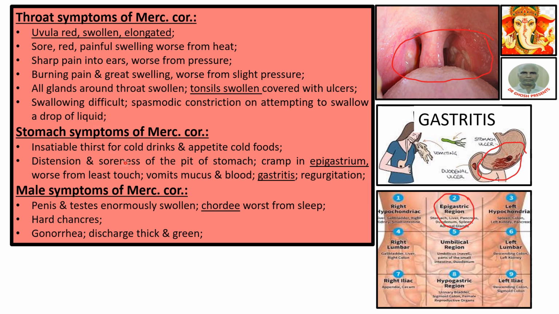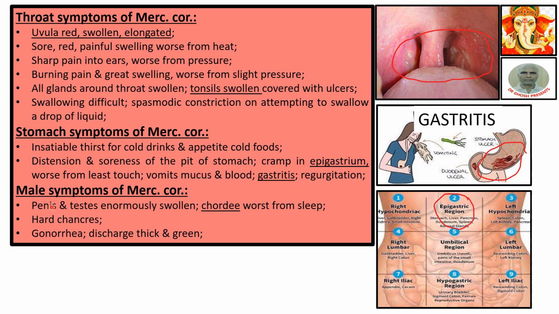Stomach symptoms of Mercur: insatiable thirst for cold drinks and appetite for cold foods. Distension and soreness of the pit of stomach. Cramp in epigastrium. Epigastrium is one of the nine regions in the abdomen. This is the epigastric region in front of the stomach. Worse from least touch, vomits mucus and blood. Gastritis. The term gastritis has come from gaster. Gaster means stomach. Inflammation of the mucous wall of the stomach is called gastritis.